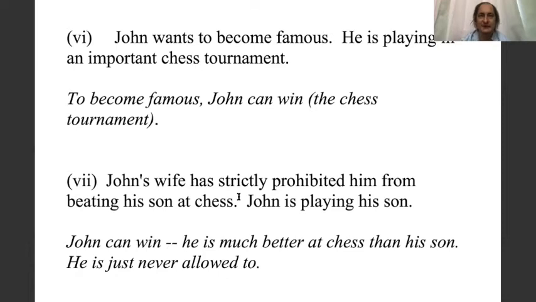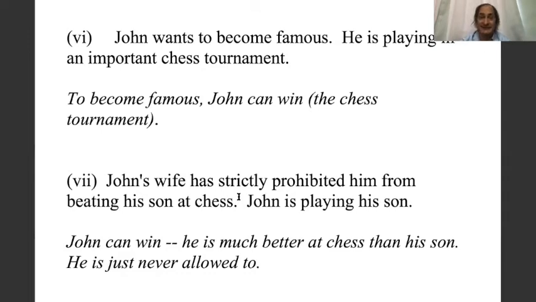So this was my becoming famous in a chess tournament example. The ability interpretation, we can modify our situation of John and his wife. Let's say John's wife has strictly prohibited him from beating his son at chess. She told him that he is not allowed to win ever, because she wants her son to get interested, and he'll be more interested if he wins, and so on.